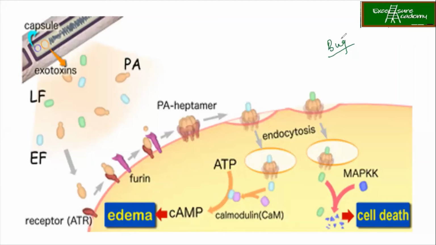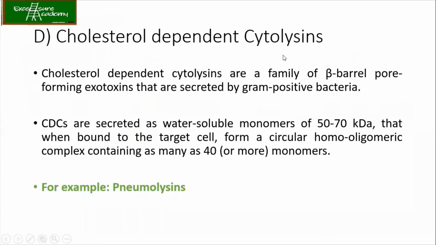Okay, this is not required for the exam, just giving the extra information. Now, the fourth category is the cholesterol dependent cytolysins. So there were 5, if you remember, right? Cholesterol dependent cytolysins are a family of beta barrel pore forming exotoxins secreted by gram positive bacteria.